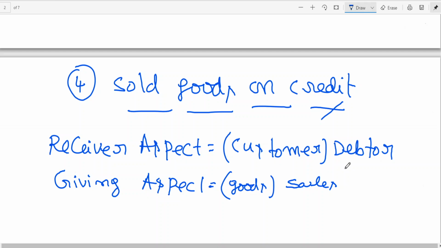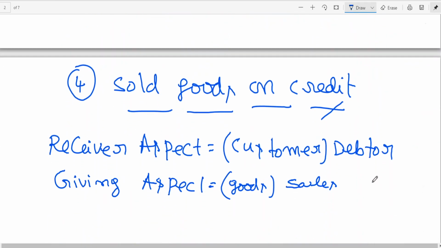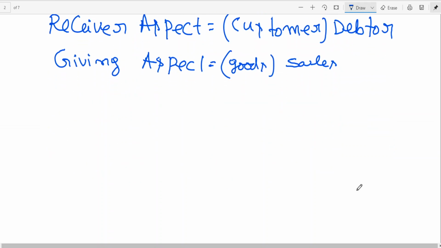When the name of the customer is not given, we can use the term debtor. When the name of the supplier from whom the goods have been purchased is not given, we need to use the word creditor. Are you following what I am saying? When the name of the customer is not given, we can use the term debtor. Okay.